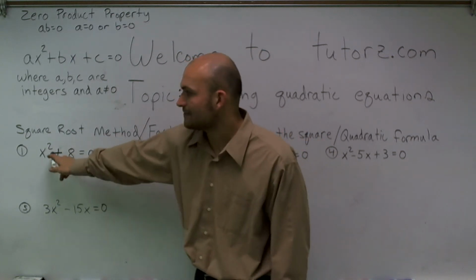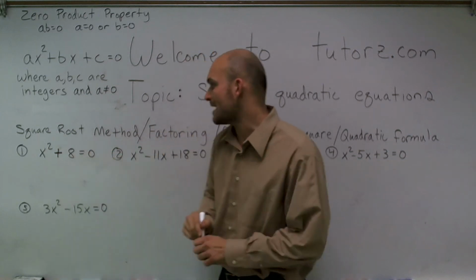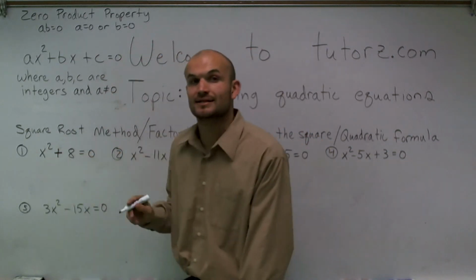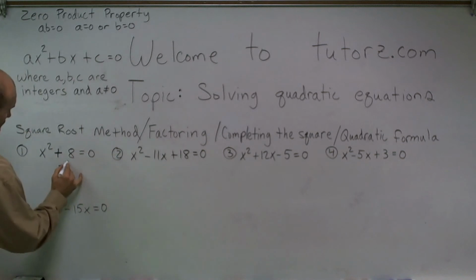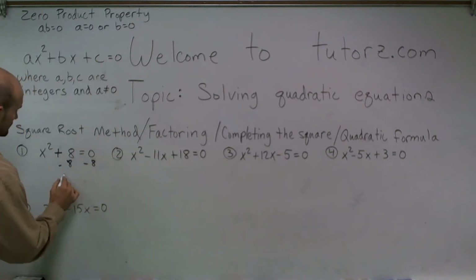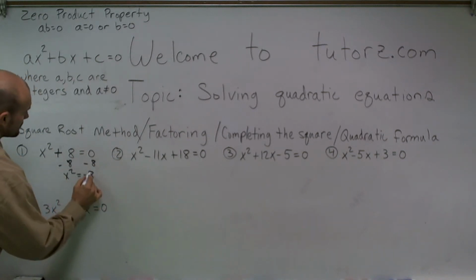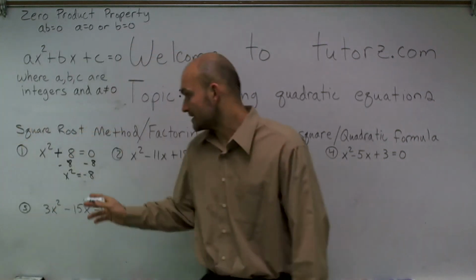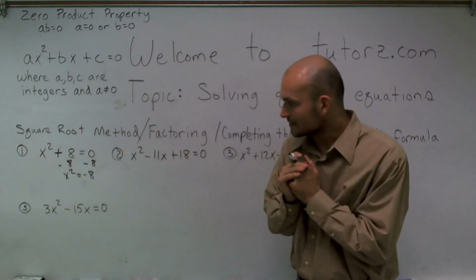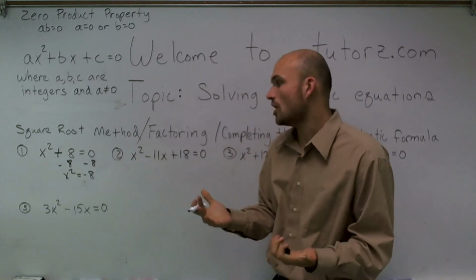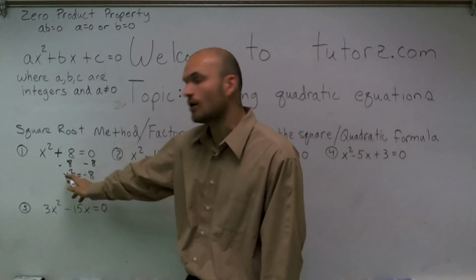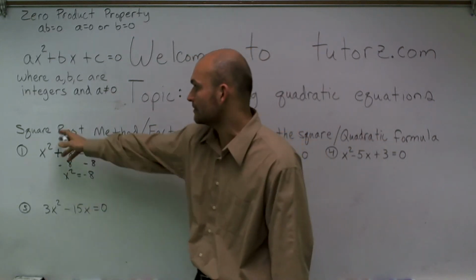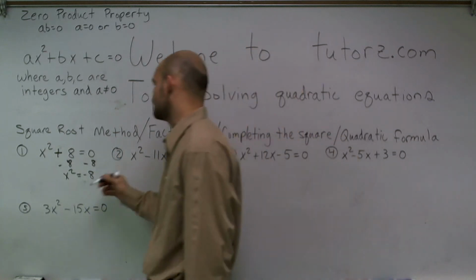So therefore, I have an x squared plus 8. To undo my operation of adding 8, I'm going to subtract 8 on both sides. Now, my equation reads x squared is equal to negative 8. So to solve for my x, I need to now undo the squaring by taking the square root. Hence why we call it the square root method.